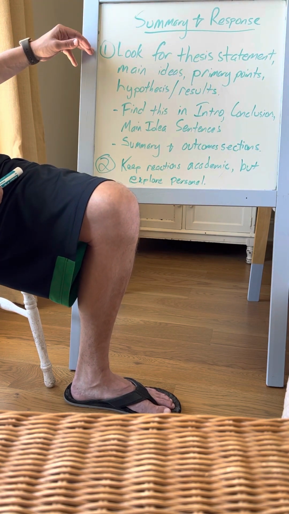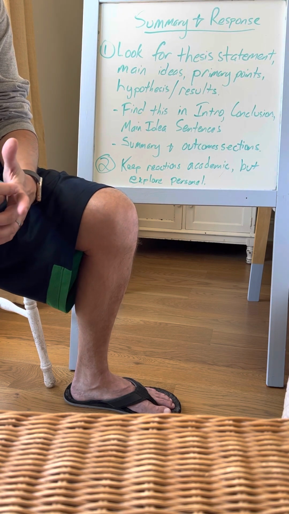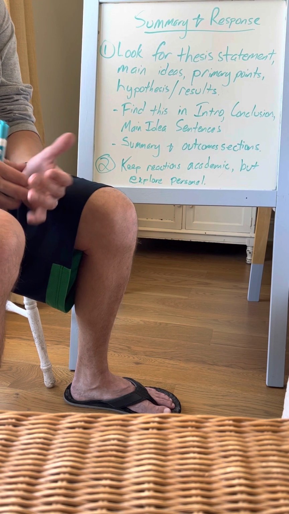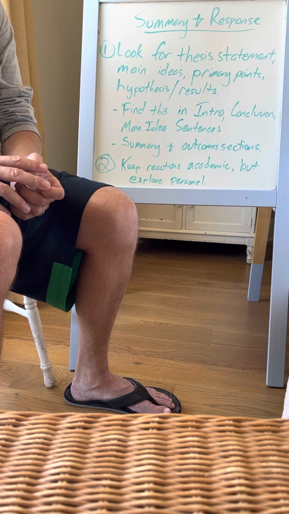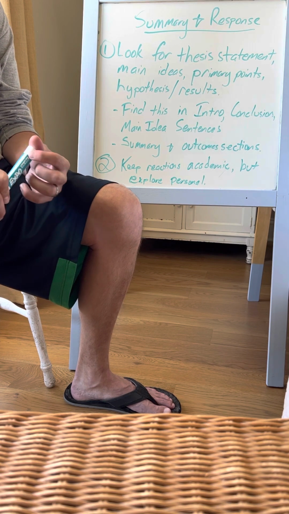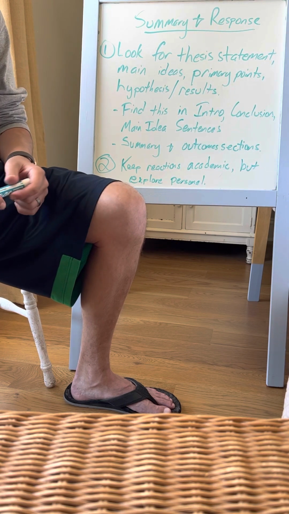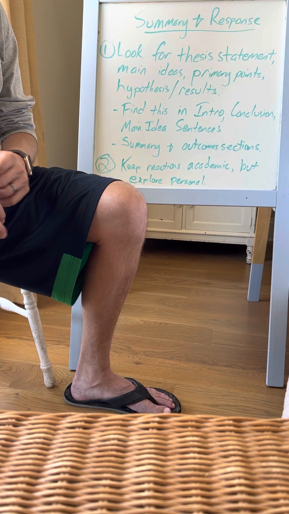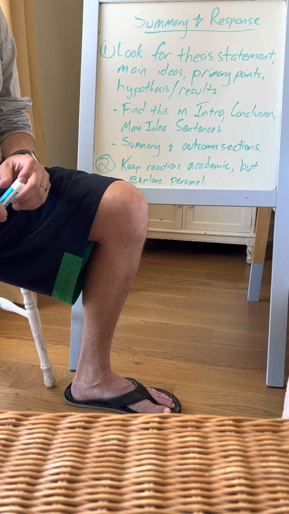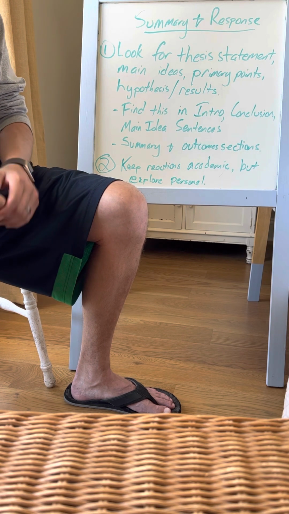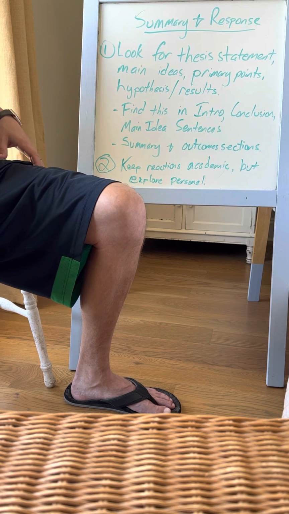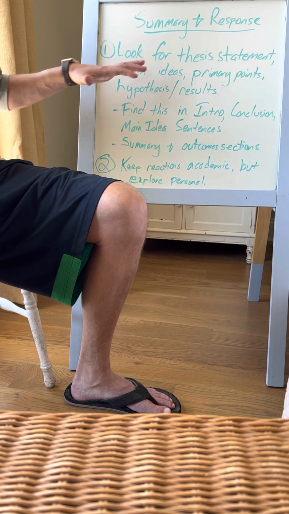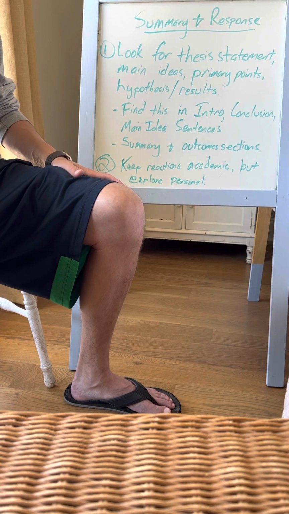So summary: if you're taking a look at an academic article, not a scientific article or a case study or lab report or some type of scientific journal entry, but looking for sources for an English paper or a history paper or a sociology paper, what you're looking for is the person's thesis statement, main ideas, and primary points that they're trying to make.